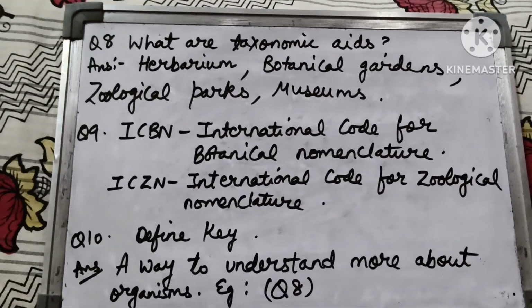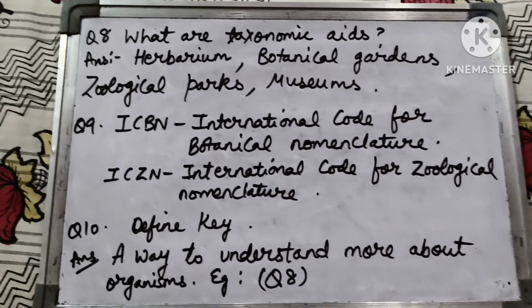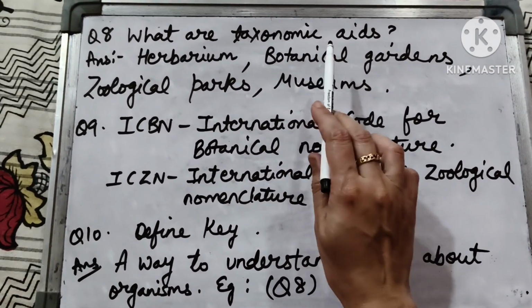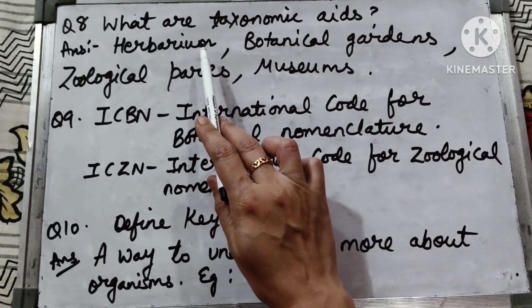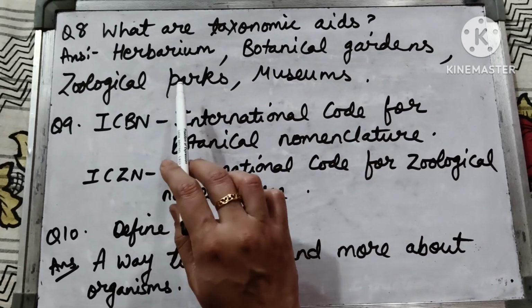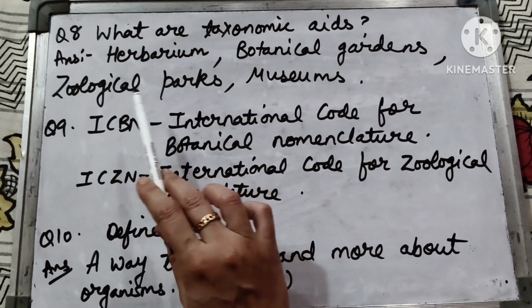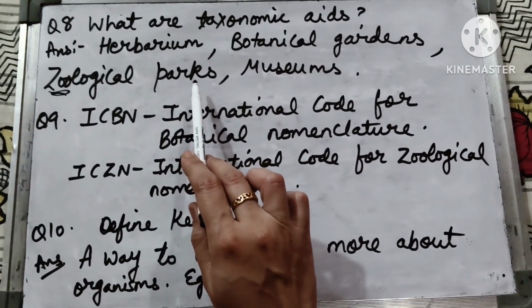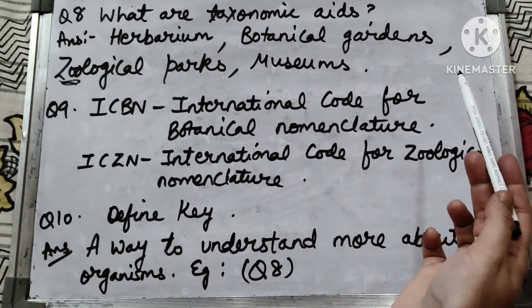Next question is, what are taxonomic aids? As we have studied what is taxonomy, it is the way to understand the level of organisms in which they are classified. So what are the different taxonomic aids? Aids means a tool to understand this. Herbarium, as we have already discussed, herbarium for the plant specimens. Botanical garden, same as herbarium. Zoological parks like Kanha National Park, where the wildlife are preserved. Plants are also preserved, but wildlife zoo means animals are preserved here. They are given the natural habitat to survive. And museums, where the specimens are preserved and kept for the further use.